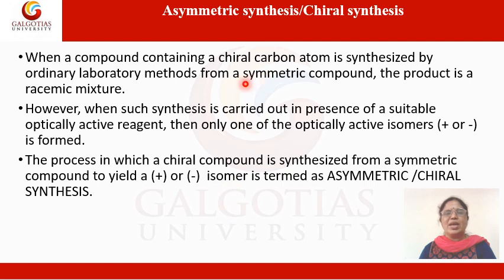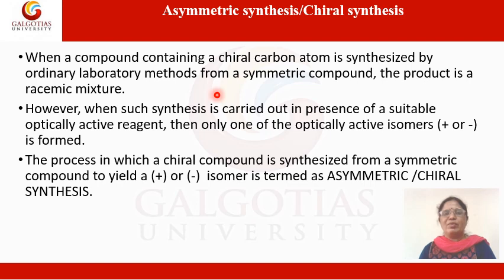The third point which we can understand here is about the asymmetric synthesis, which is also called chiral synthesis. So when a compound which contains a chiral carbon atom is synthesized by ordinary lab methods from a symmetric compound, then the product is a racemic mixture.